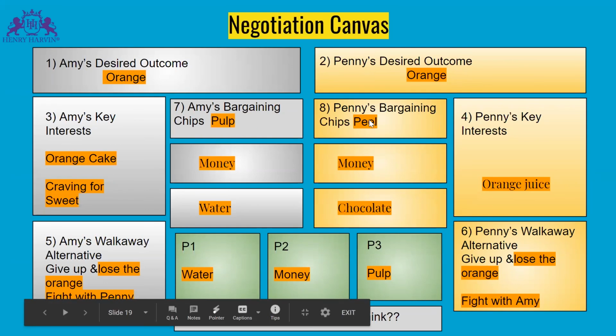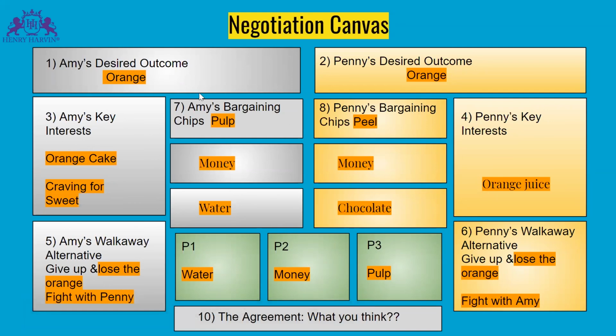Okay, now when Amy is looking into Penny's offers, Amy says, no, I do not want the money because I do not want to go that far to the shop and buy what I need. I do not want the chocolate because I do not want to go ahead with buying and eating chocolate just to satisfy my craving for a sweet. But looking at the option peel, oh wow, peel seems to be good. I will take the peel and make the orange cake. I wanted the orange just because I needed the peel. So I'm getting to keep 100% of what I wanted, and she's getting to keep 100% of what she wanted.